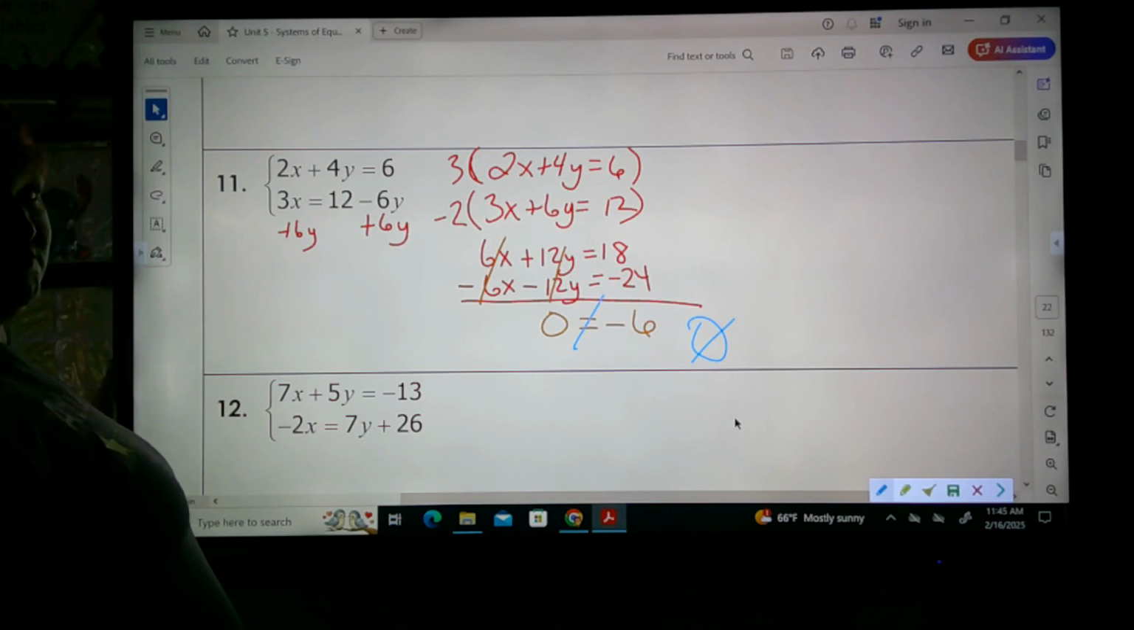If you rearrange them into slope-intercept form, you would notice they have the same slope, which means they're parallel, which means they have no solution. They will never cross. They're parallel.